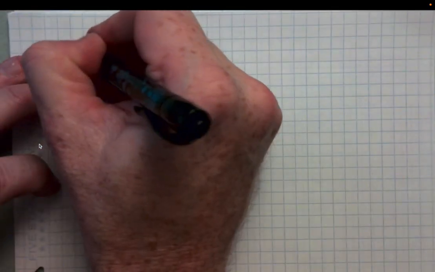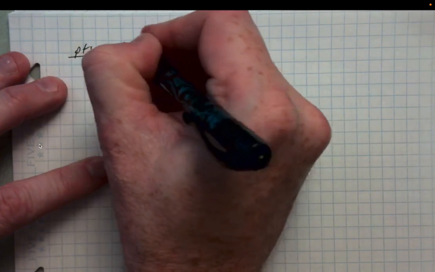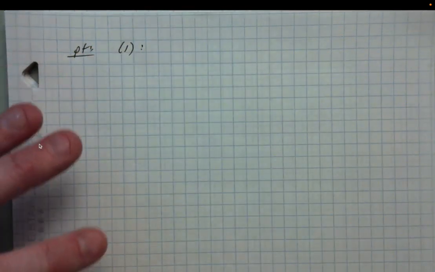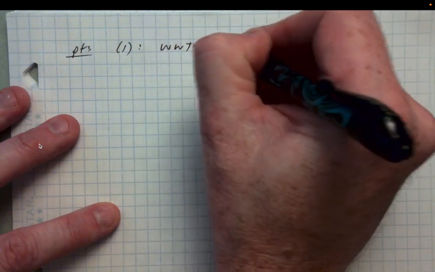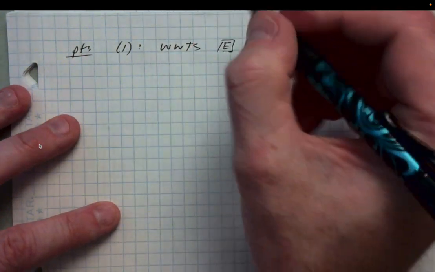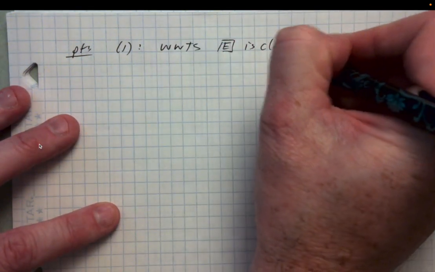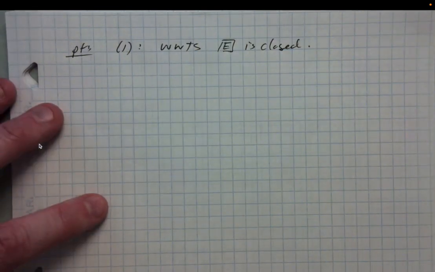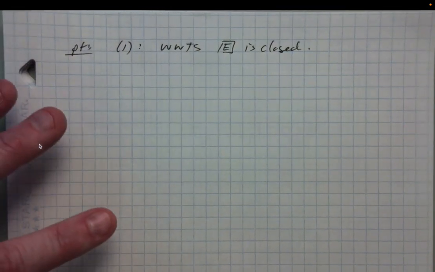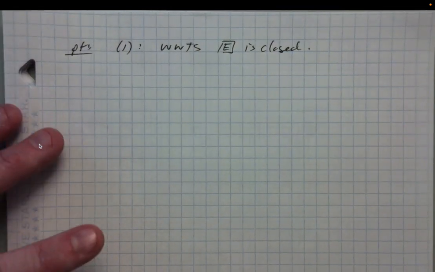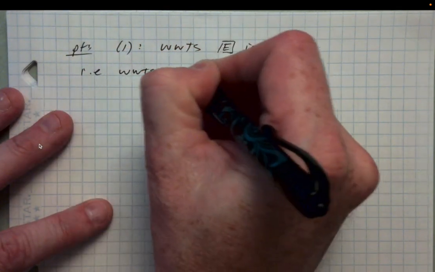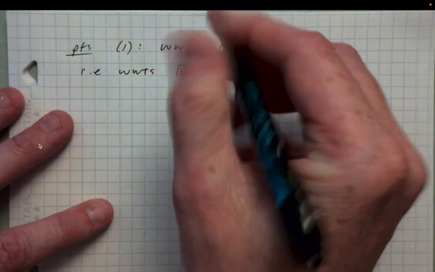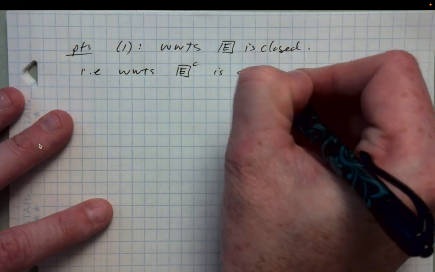So proof, and this will be of 1. So we wish to show that the closure of E is closed. And how do we show that a subset is closed? Well, we show that its complement is open, i.e. we wish to show that E closure complement is open. Okay.